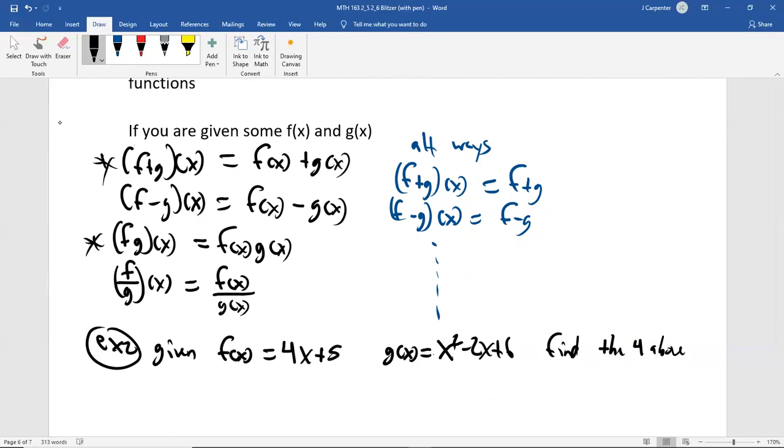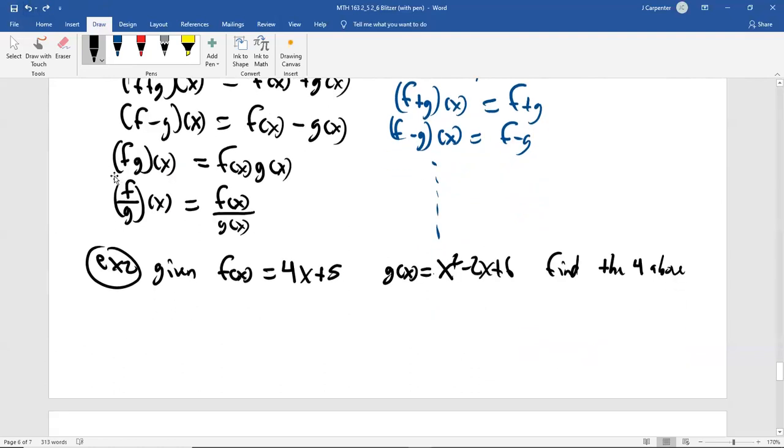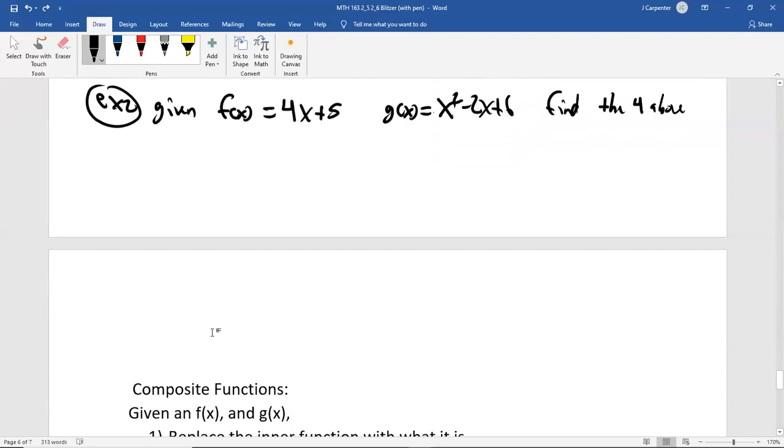G plus f is f plus g in the same way that 2 plus 3 is 3 plus 2. F times g is the same thing as g times f in the same way that 2 times 3 is 3 times 2. So the order doesn't really matter for the first and third, but it definitely does for the second and fourth, just based on arithmetic computations. So again, we're going to be finding f plus g, f minus g, f times g, and f divided by g for all of those. I'm going to run out of room here very quickly, so let's just go down here.